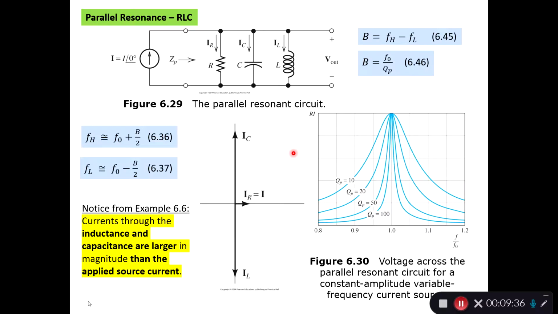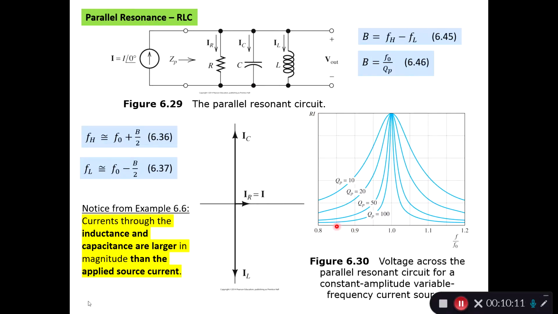We can see that the current times the resistor output is also dependent on frequency. If we look to the scaled frequency at the resonance frequency, if the running frequency we are having is the same as the resonance frequency, we will have a maximum voltage out based on the current and the resistor.